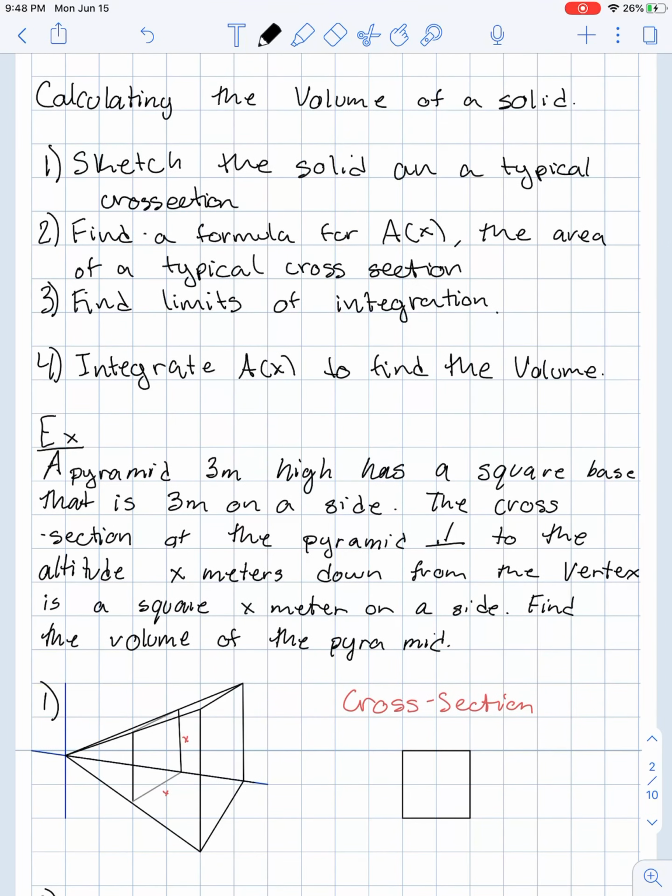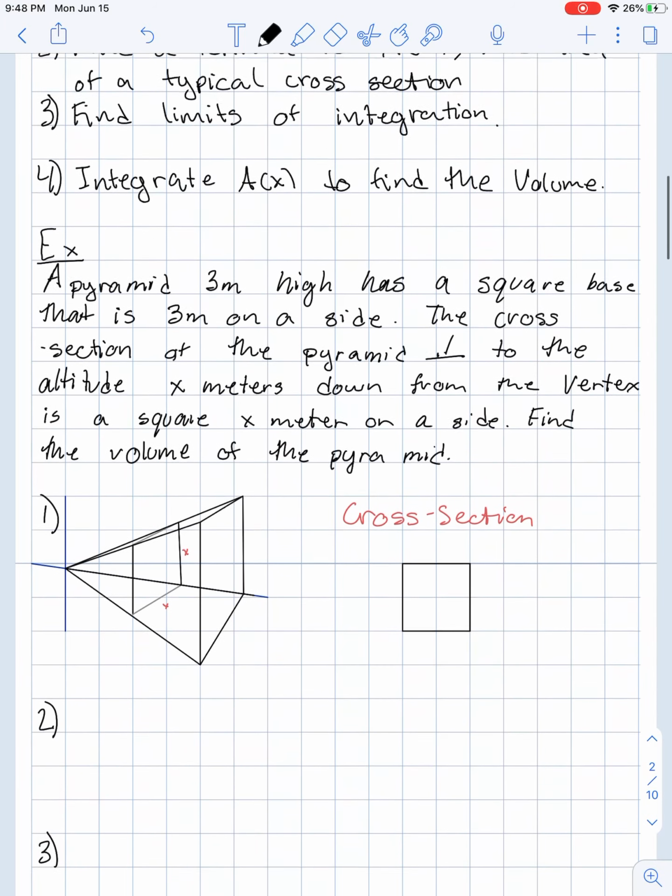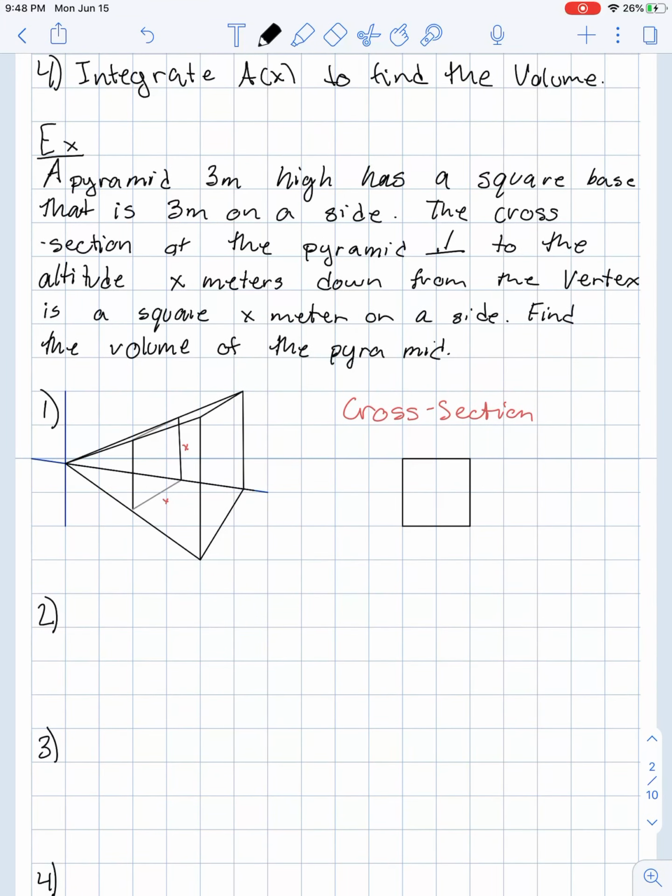All right, so here's an example. A pyramid 3 meters high has a square base. So if you see where I've drawn right here, I drew it on its side with the axis supposed to be going through the center. That didn't really work, but I tried.